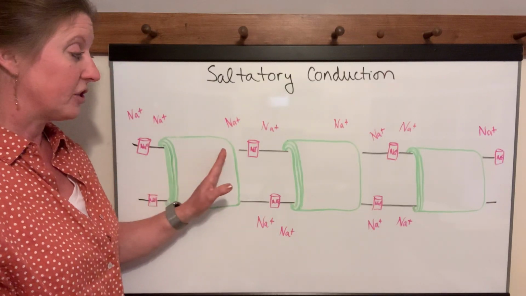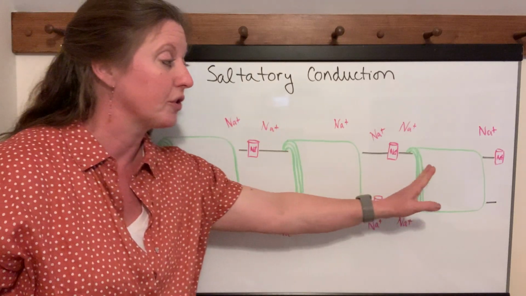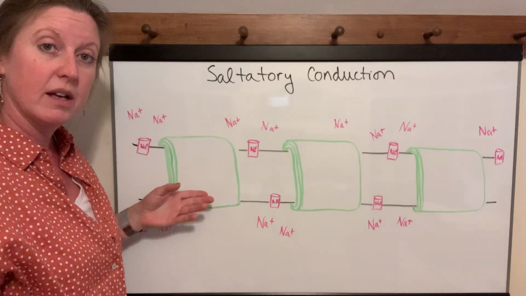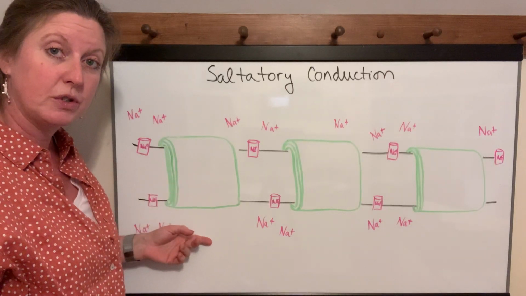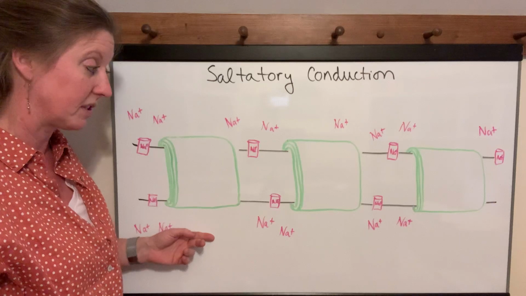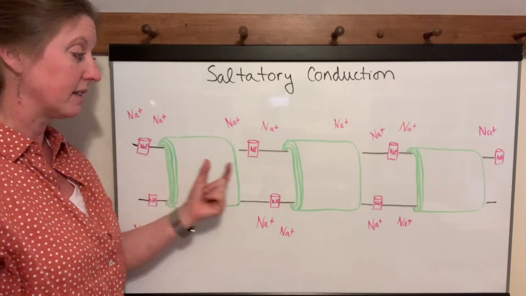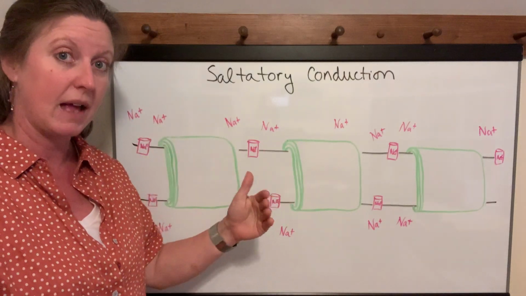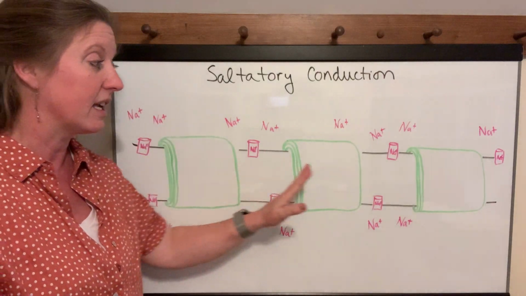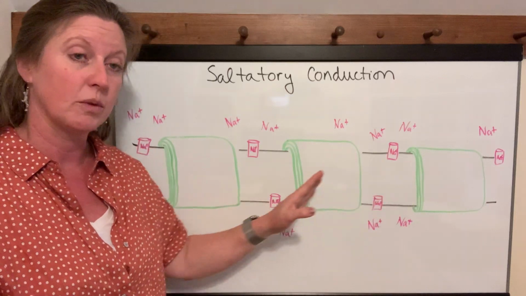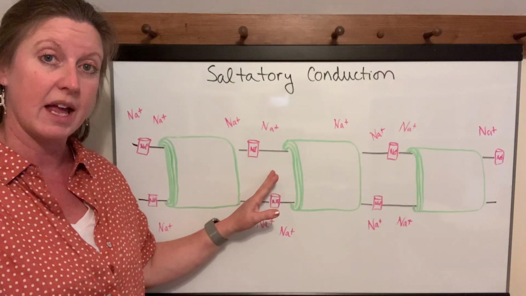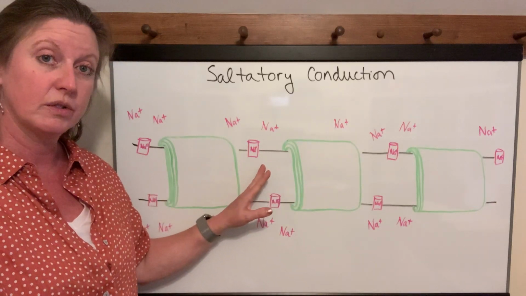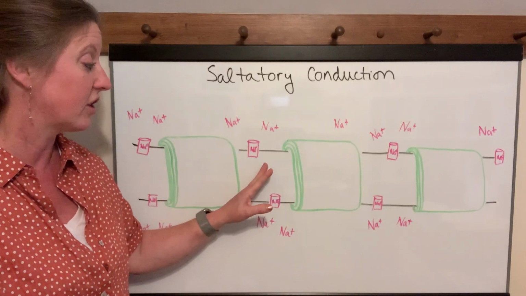Now, in these regions, which are called the internodes, there are no channels in the membrane because the membrane is not exposed to the external environment or to the extracellular fluid. The only places that we see voltage-gated channels that are capable of propagating the action potential are in the exposed parts of the axon, which are known as the nodes of Ranvier. So these are the internodes, and these are the nodes of Ranvier. And the nodes of Ranvier are where we see the channels.